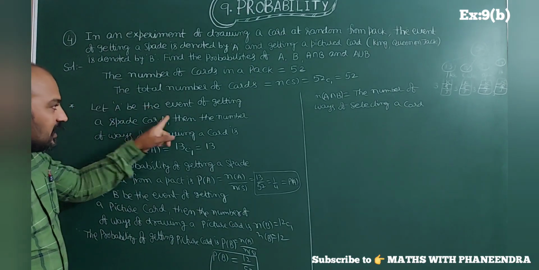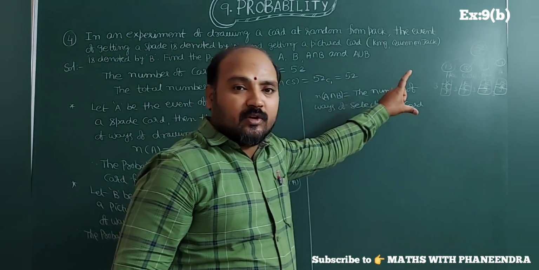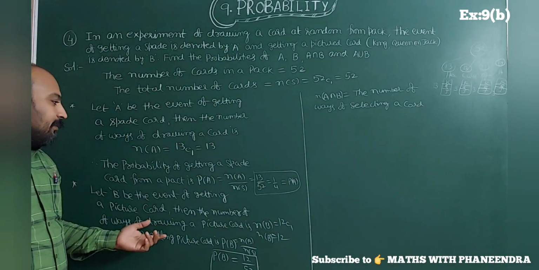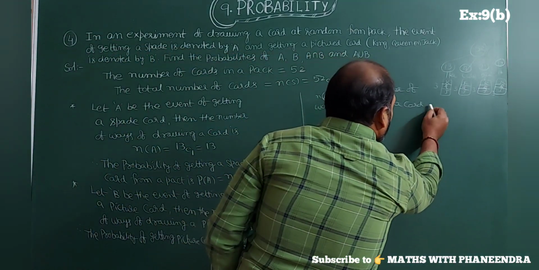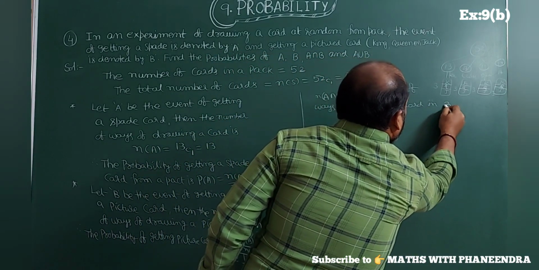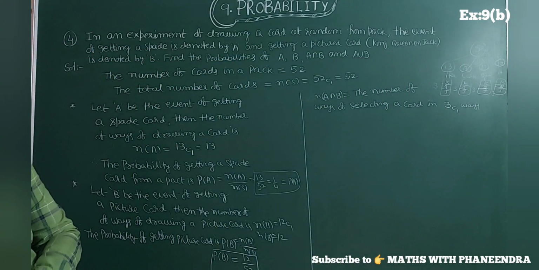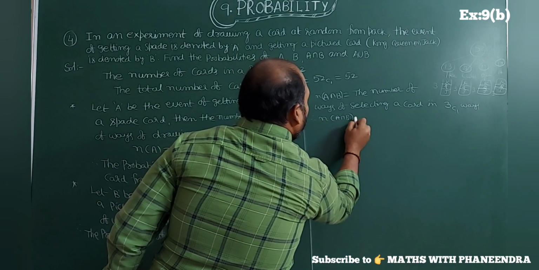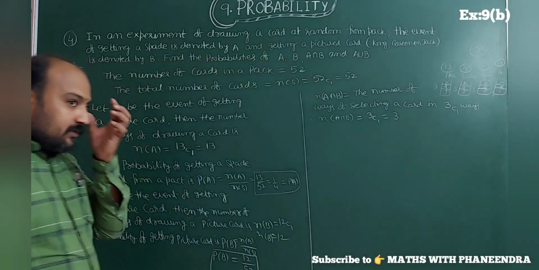So A is the event of getting a spade card. So in that spade set, 13 are there. In the 13, how many picture cards are there? 3 picture cards are there. B is also picture card. So total 3 will be common. Selecting a card in 3C1 ways. Therefore, n of A intersection B is equal to 3C1, which is equal to 3.